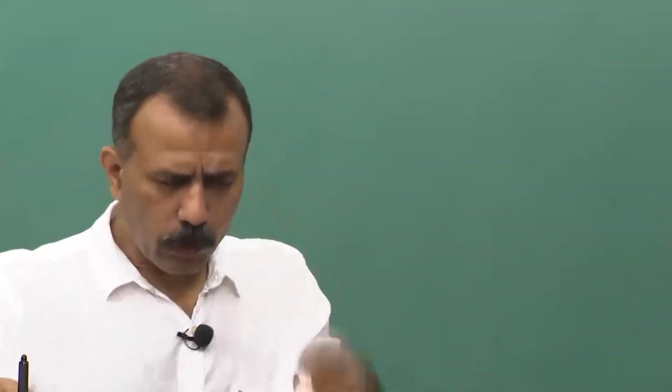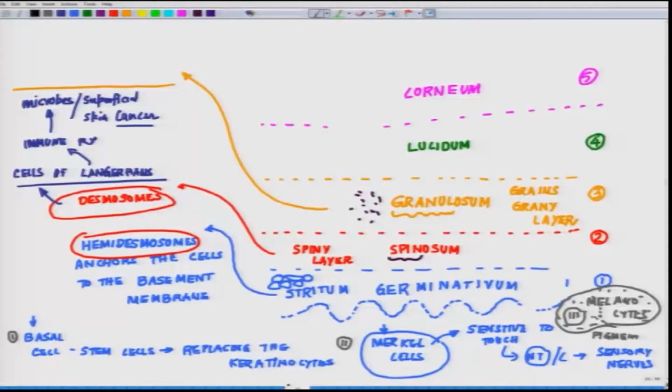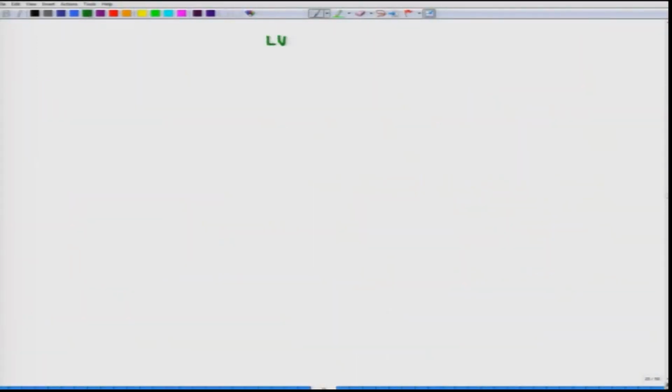Okay. So, now what we will do, we will move on to the next layer, which is the lucidum layer. So, we are done with this layer and this layer. Now, we are moving on to the lucidum. Okay. Lucidum layer. So, the lucidum layer is a pretty upper layer, and this layer is a very clear layer, almost transparent, I am saying, not transparent, and cells are only filled with keratin. Okay.